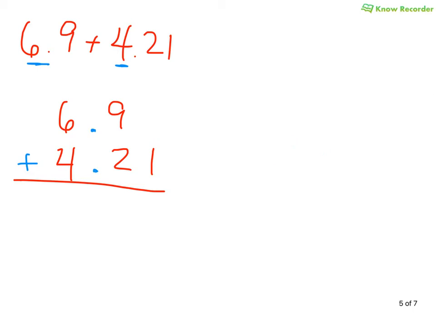Okay. So, there's an imaginary 0 here. We can annex a 0 if you want. We bring down our decimal. 1 plus nothing is 1. 9 plus 2 is 11. 6 plus 4 is 10 plus 1 is 11. Fun.